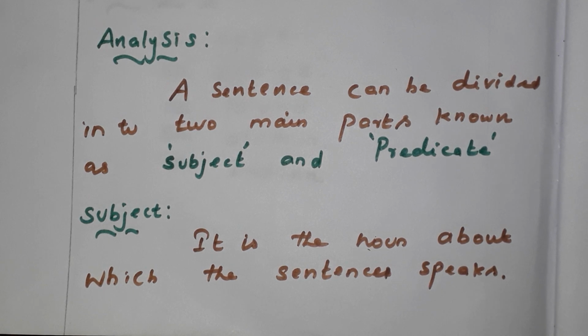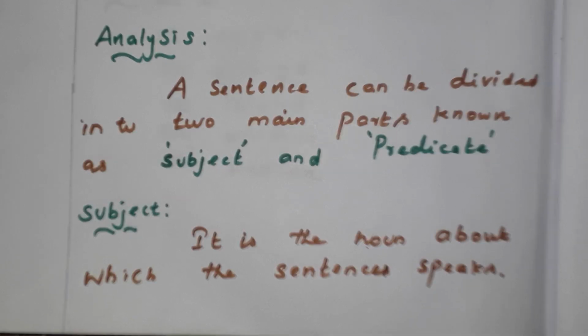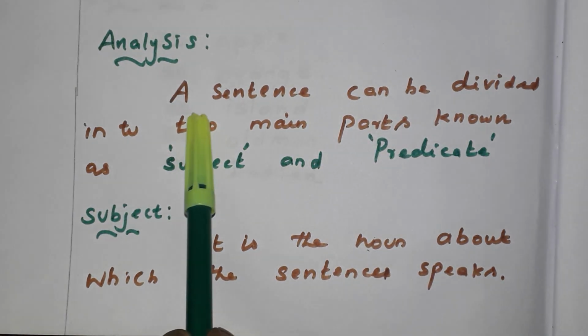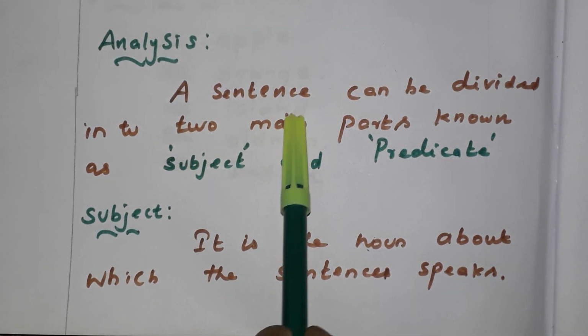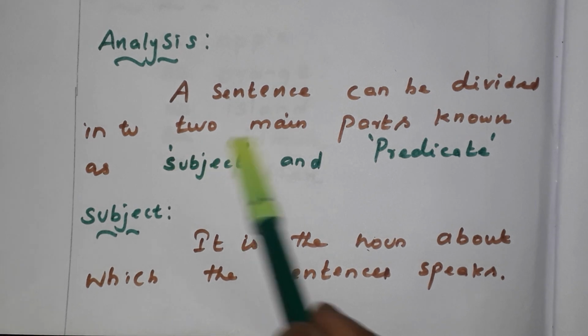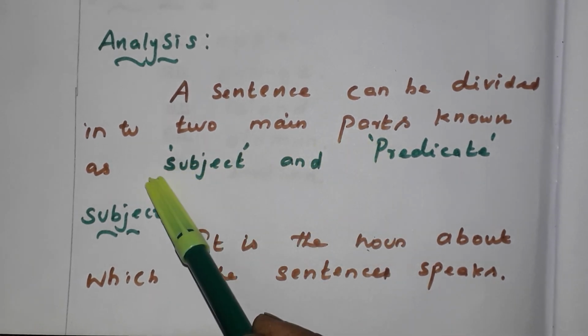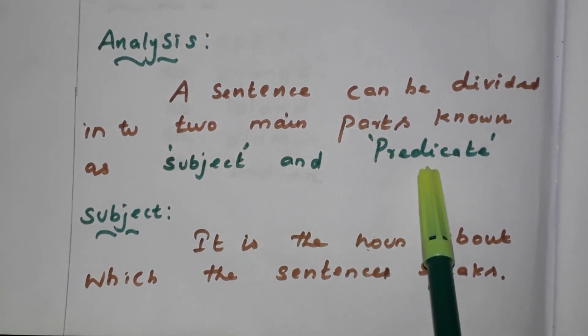Now let's see a topic which is related to sentences. We know how to make sentences. We must also learn to take a sentence into two parts. This is known as analysis. Okay, one more time I will explain. A sentence can be divided into two main parts known as subject and predicate.